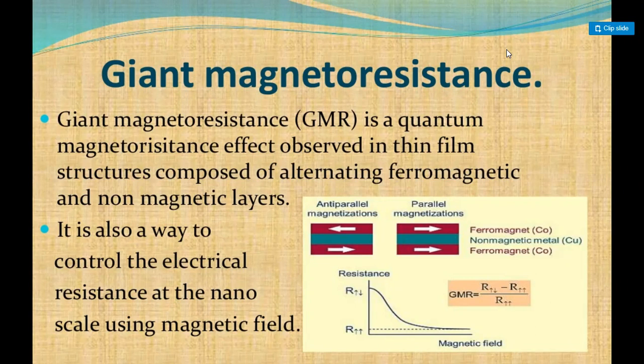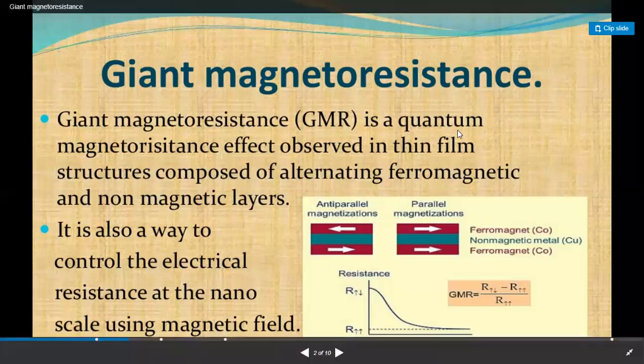Now, another important topic is giant magnetoresistance, a quantum magnetoresistance effect observed in thin film structures composed of alternating ferromagnetic and non-magnetic layers. It is also a way to control the electrical resistance at the nanoscale using a magnetic field. Similarly, this is a magnetization in the form of anti-parallel magnetization.